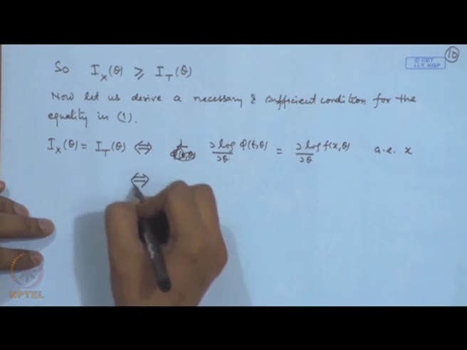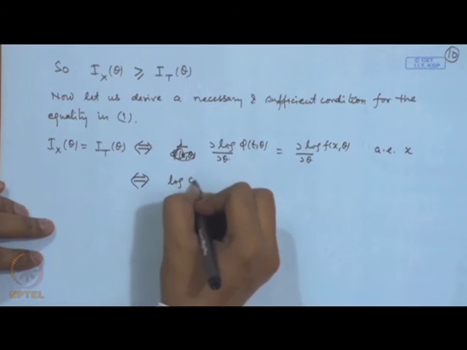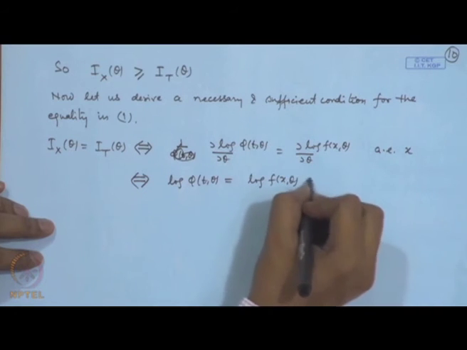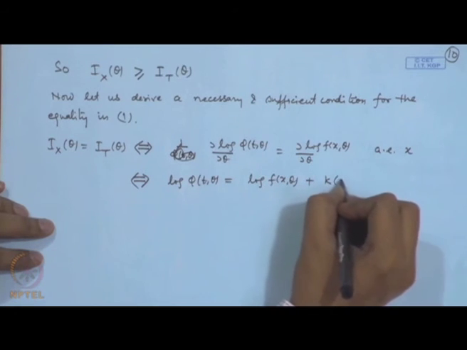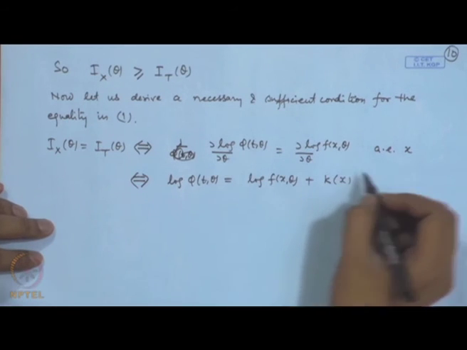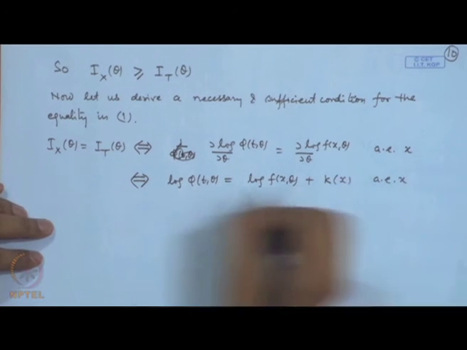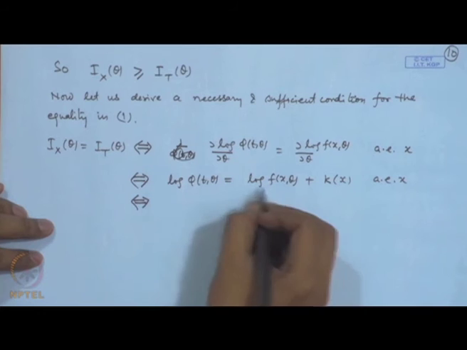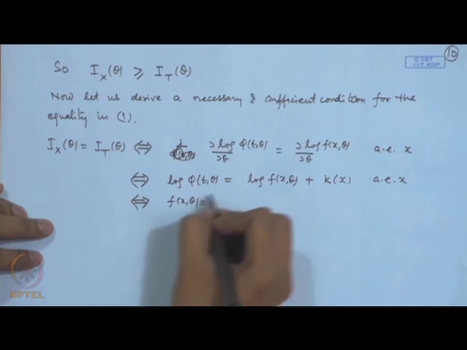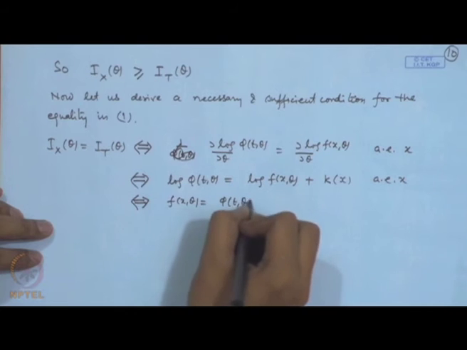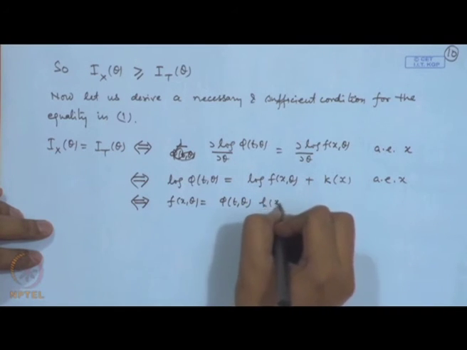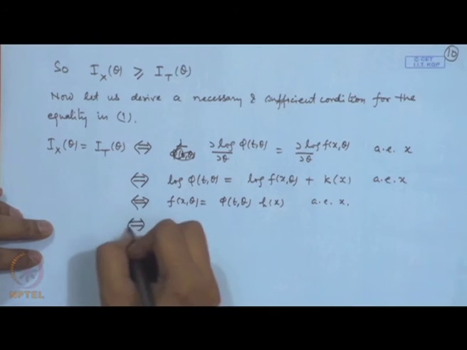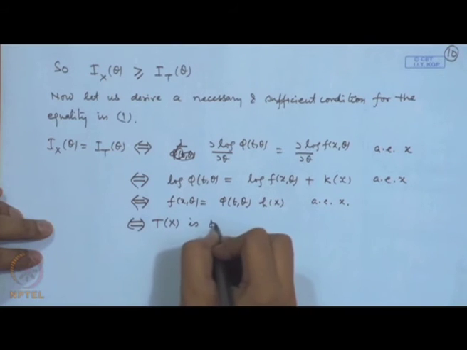Now, you integrate on both the sides. So, you will get log of phi t theta is equal to log of f x theta plus a function of say x, because this integration is with respect to theta. So, this is equivalent to saying that if I consider f x theta, then it is equal to phi t theta into a function of x. Now, this is nothing but factorization theorem. So, we are saying that t is sufficient.